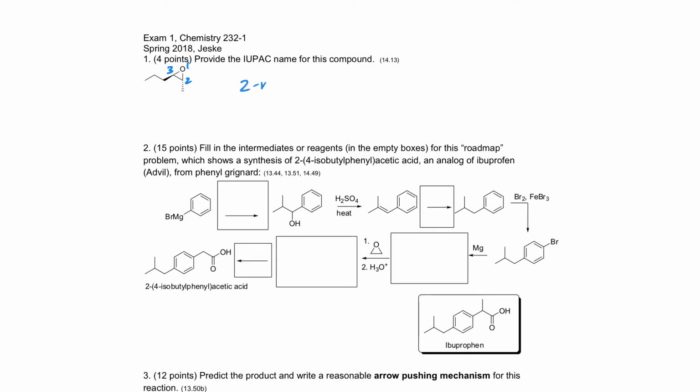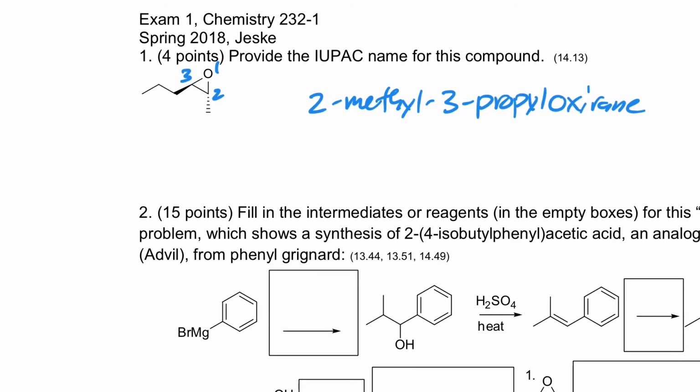So this would be 2-methyl, 3-propyl, oxirane. And then if we're going to assign stereochemistry, there are 2 stereocenters here.